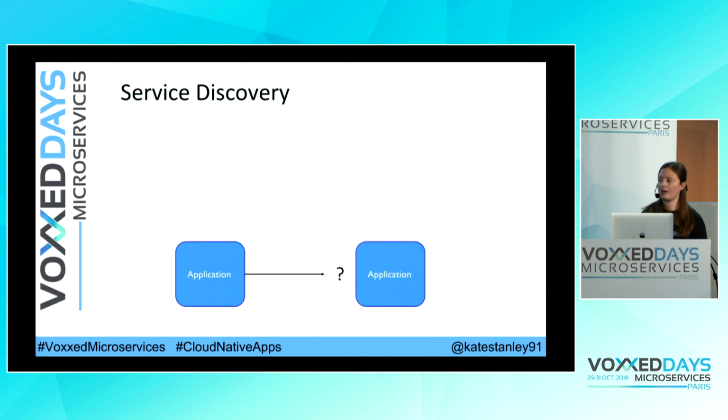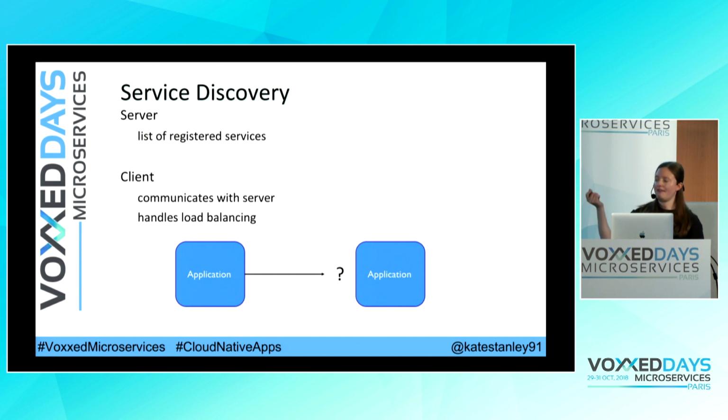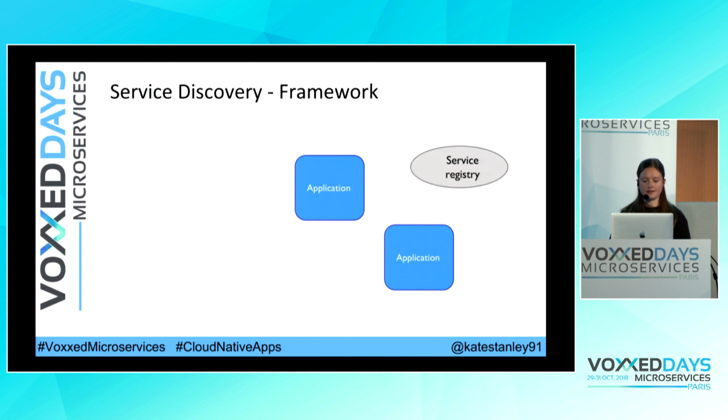So let's take a deeper look, and we're going to start with service discovery. Whenever you're running microservices, you need to not use a specific endpoint. For example here, I don't necessarily know where this application is running. Traditionally, you would do this with a server and a list of registered services, and then your client communicates with the server and handles the load balancing of who it's going to call next. And this is how this works normally from a framework point of view.